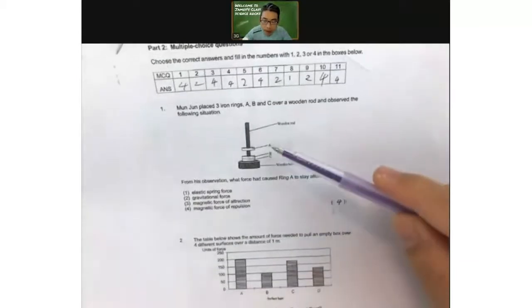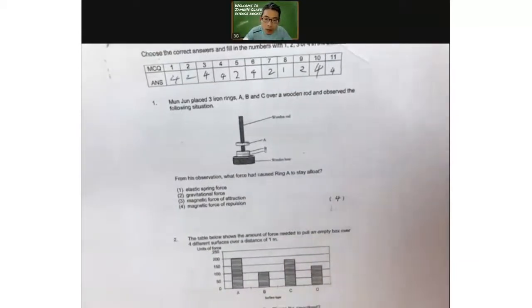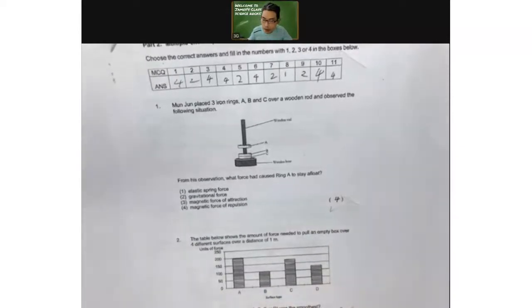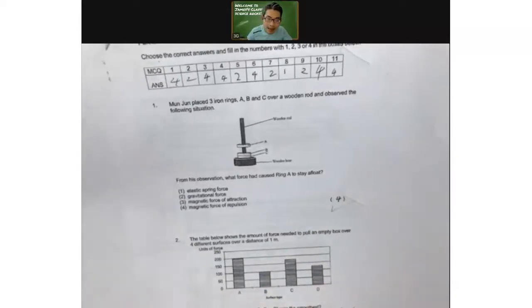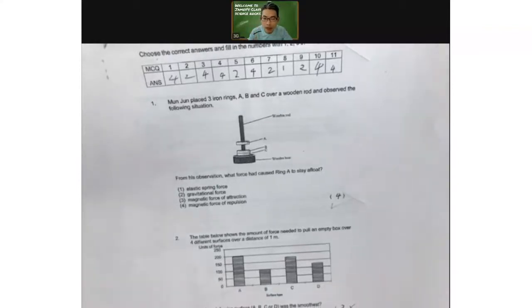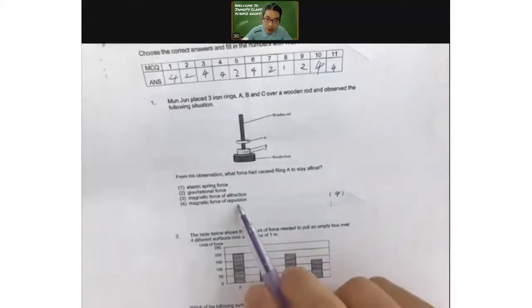And you notice that A is floating above B. So what causes it to stay afloat? There must be some force of repulsion, a non-contact force that acts at a distance. You know there are 2 kinds of forces. One is gravitational force, but that pulls things down. So this one that can repel and push things away will be your magnetic force of repulsion. So be careful, the word repulsion is here.